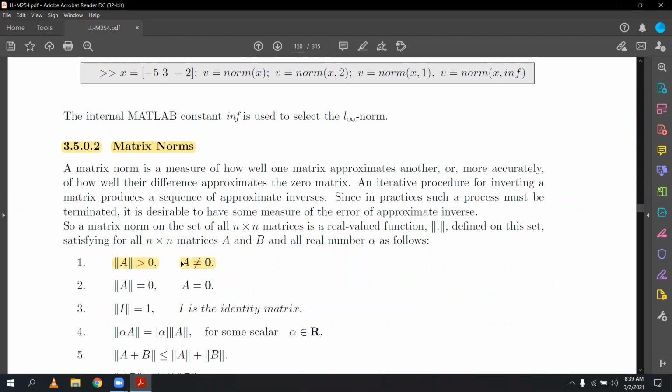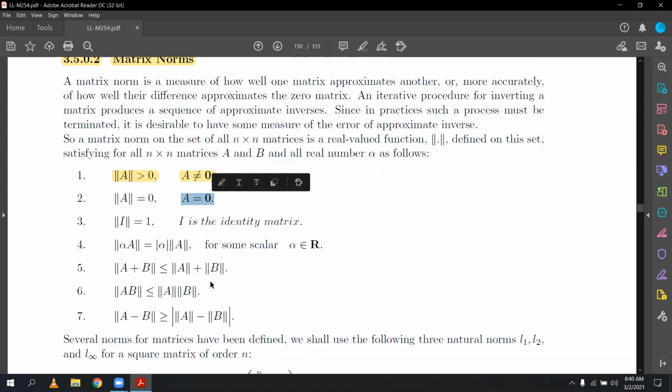The same conditions hold here. The norm of any matrix is always positive. The norm of a matrix is 0 only if A is 0, meaning A is a null matrix. A null matrix means all the elements of A are 0. And you can see the norm of the unit matrix is always equal to 1.